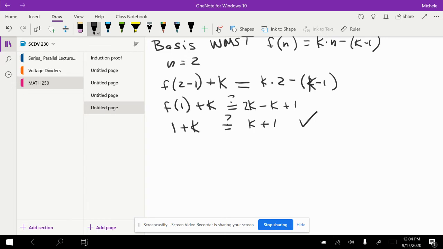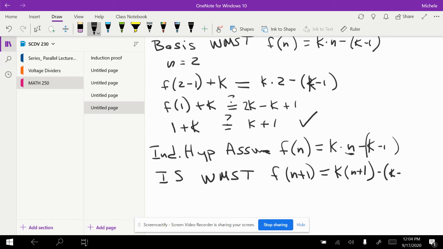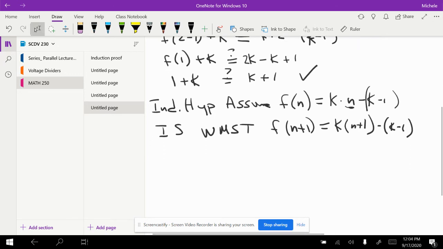Okay, now we're going to go on to do our induction step. So we have to state our induction hypothesis. We're going to assume that this function is equal to the closed form, so k times n minus k minus 1. And so for our induction step, we must show that f of n plus 1 is equal to k times n plus 1 minus k minus 1. So that's what we're going to show.